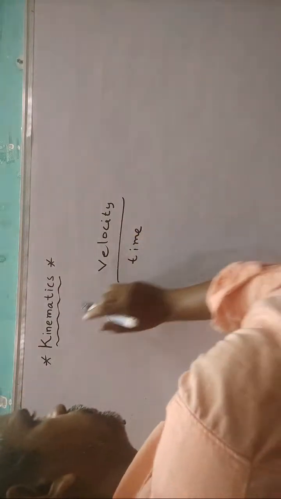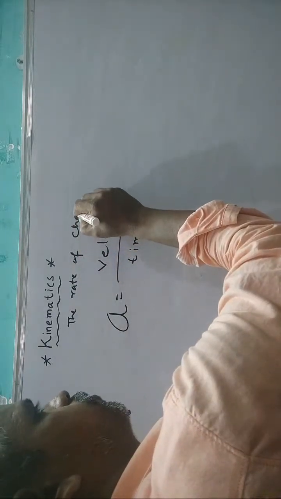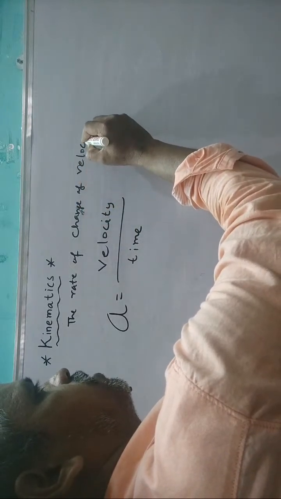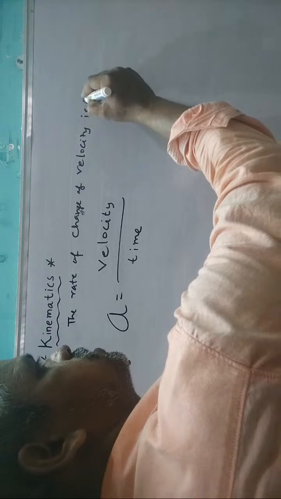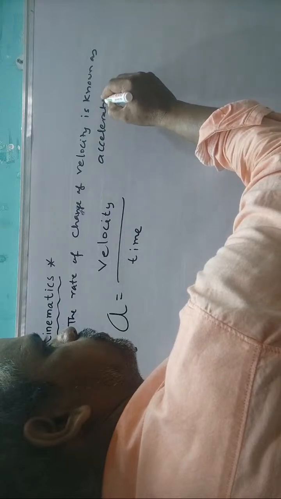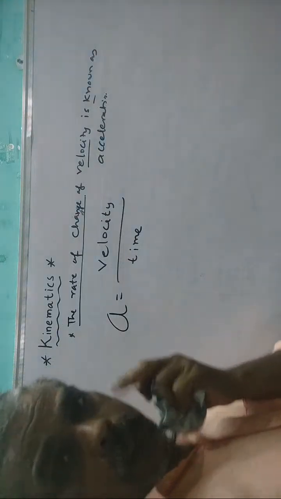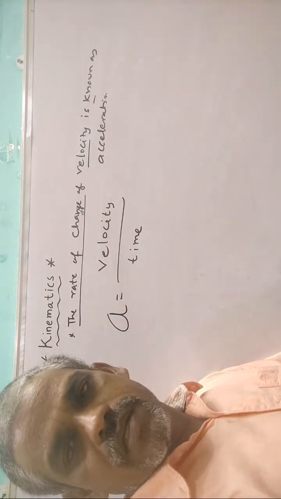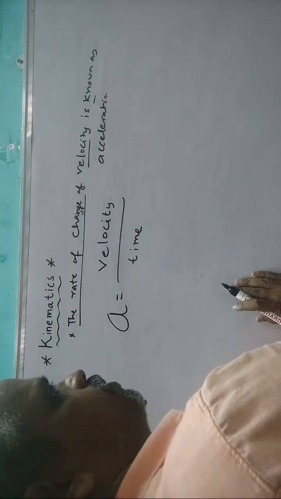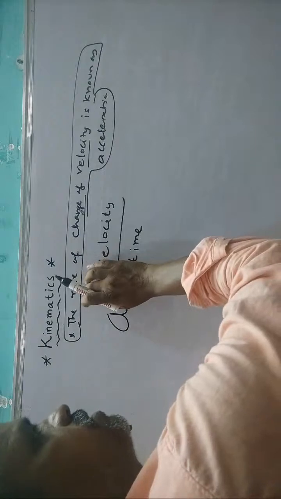The rate of change of velocity is known as acceleration. That's it. You write this simple definition. The rate of change of velocity. Rate of change of velocity, that is acceleration. So, acceleration a equal to velocity by time. Is it okay? This one. I will explain what the rate of change is.